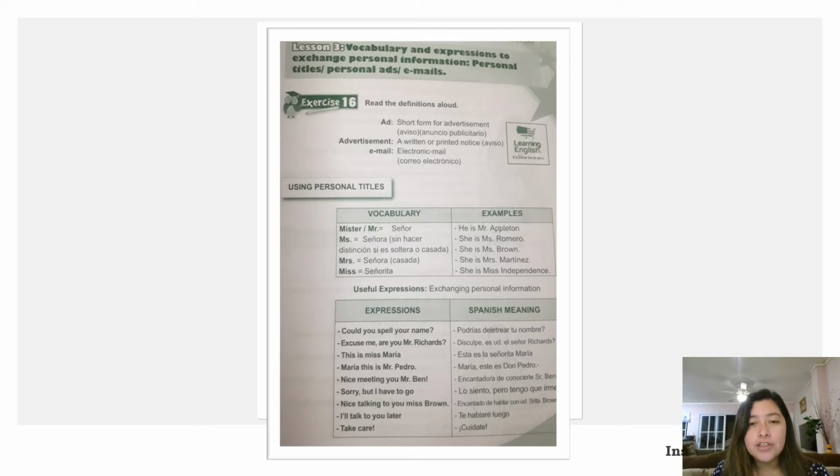Email, electronic mail, correo electrónico. Vocabulary, we have Mr., Mrs., and Miss. And we have also useful expressions to exchange personal information. Tenemos las useful expressions que nos ayudan para intercambiar información personal.